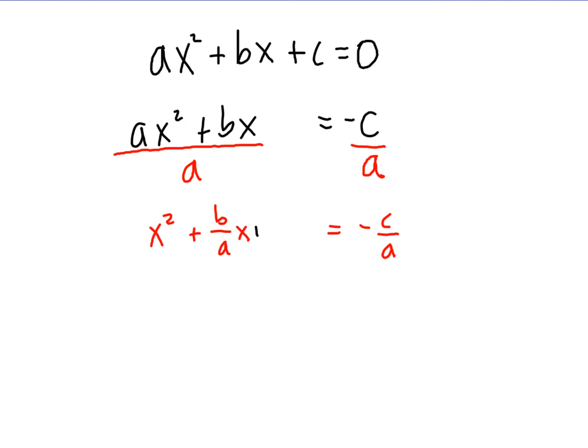Alright, now to complete the square, I want to take the linear coefficient, cut it in half, and then square it. If you want help on completing the square, we can do another video about that. So when I cut it in half, that gives me b over 2a, and when I square it, that's what we have. And now I need to make sure that I do that same addition. What I'm going to do here is apply the exponent to the numerator and the denominator.